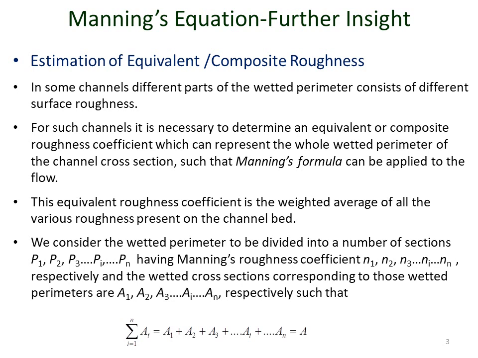In doing so, what we can consider is that the whole wetted perimeter of the channel is divided into a number of sections P1, P2, P3, ..., Pn, and the values of the Manning's roughness coefficient corresponding to those wetted perimeters are n1, n2, n3, ..., nn, and the cross sections for those perimeters are A1, A2, A3, ..., An, such that the sum of all the cross sections of the subsections equals the whole cross section of the flow, given by the last equation on this slide.